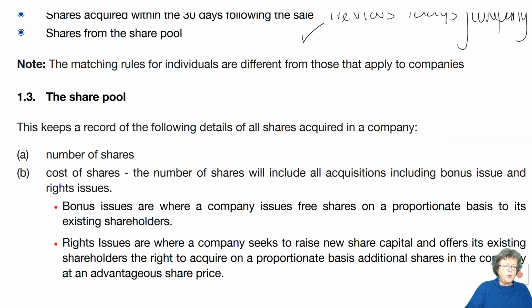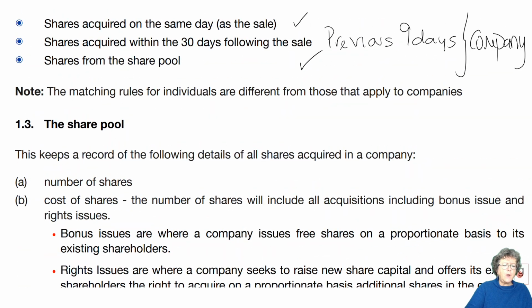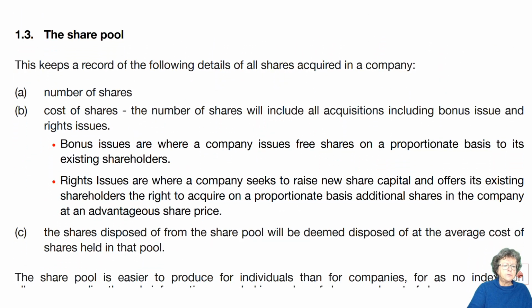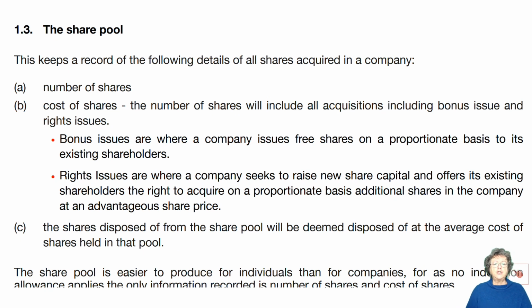Now, a share pool, the first two are quite obvious. The share pool keeps a record of all the different shares that have been bought. It shows the number of shares you bought, the cost of the shares, and any bonus or rights issues that may have been given to you during that period. So what are bonus and rights issues? Bonus issues are where a company issues free shares on a proportional basis to existing shareholders. So the value of the shares remains the same. You've just got more of them, so it dilutes that value.